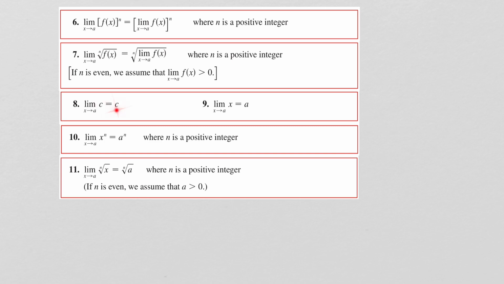Limit of a constant is a constant. The limit of x as x approaches a is just a. Limit of x to the n as x approaches a is a to the n. And finally, the limit of the nth root of x as x approaches a is the nth root of a.